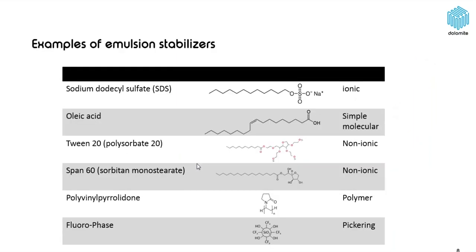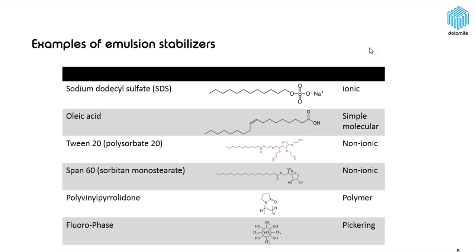So here are just a few examples of some of the structures for the stabilizers we've discussed. Sodium dodecyl sulfate is a very common ionic surfactant. You can see that it's a salt of sodium, and it has a long hydrocarbon chain and then a sulfate group on one end. And it's particularly good at stabilizing things like gas in water emulsions. It's a very foamy stabilizer. Oleic acid is an example, as I mentioned, used for nanoparticle synthesis quite frequently. Simply a simple molecule with a carboxylic acid group at one end, and again, a longer hydrocarbon chain, this time with a double bond halfway through.